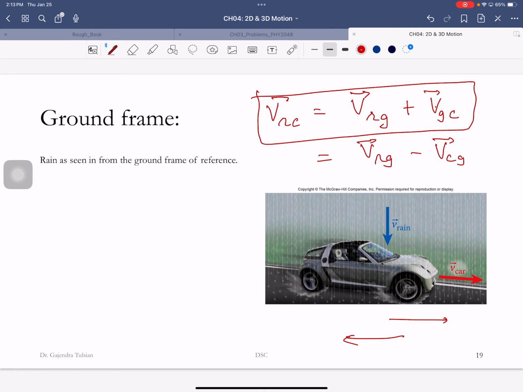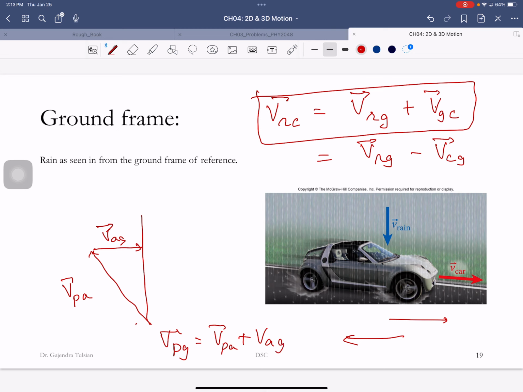So we'll be adding velocities. Going back to the example of the plane, this is the velocity of the plane with respect to air. This is the velocity of air with respect to ground. And so velocity of the plane with respect to the ground is velocity of plane with respect to air plus velocity of air with respect to the ground. This vector plus that vector is velocity of plane with respect to the ground.